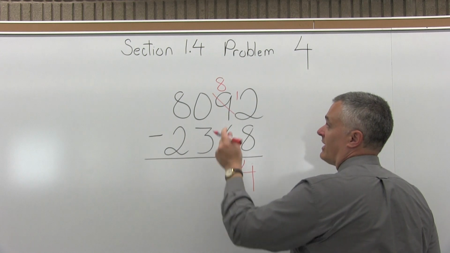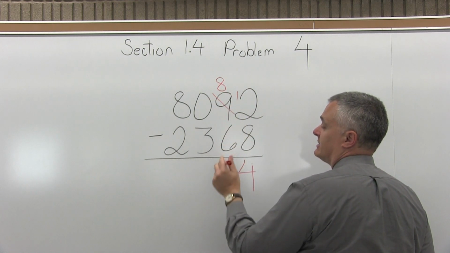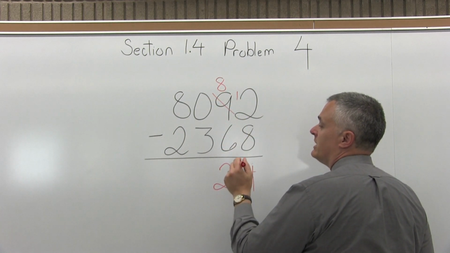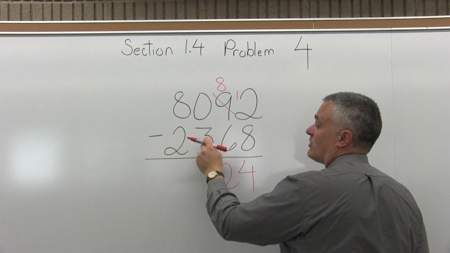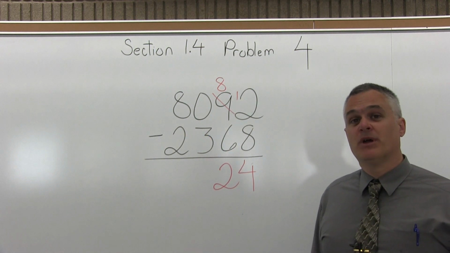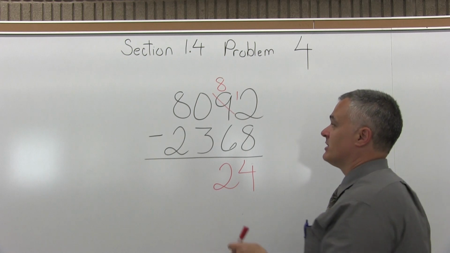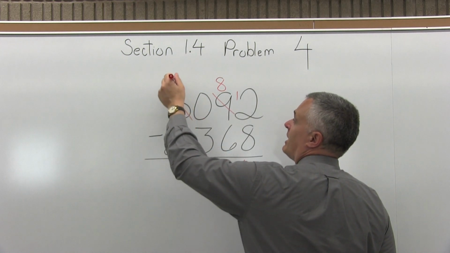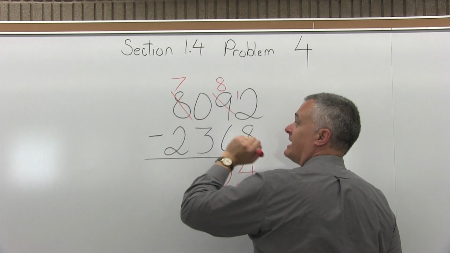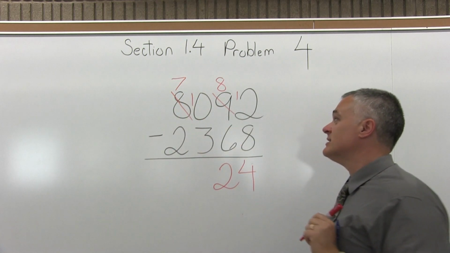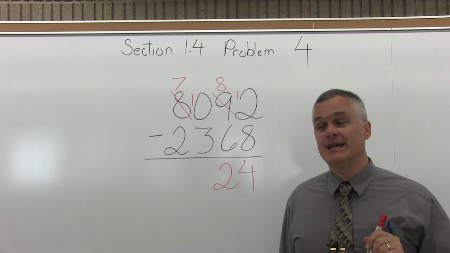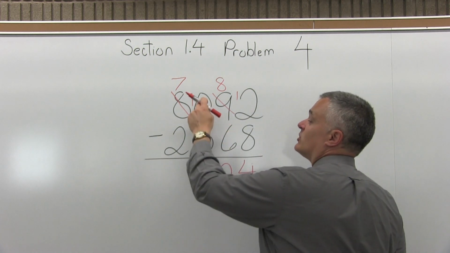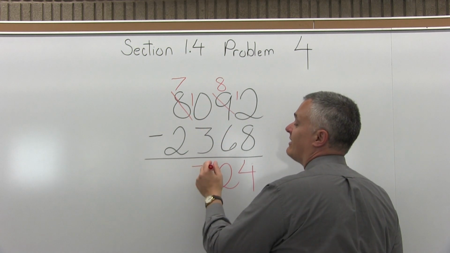The next column to the left, I have 8 minus 6 is 2. Then the next column to the left, 0 minus 3. Now again, the 0 is not big enough, so I need to borrow from the column to the left. So the next column to the left has an 8 in the top. I will cross off that 8, make it a 7, and that will allow me to change the 0 into a 10. And now I can subtract: 10 minus 3 is 7.